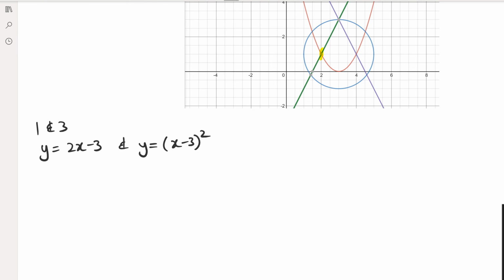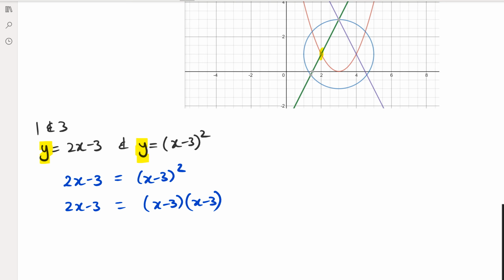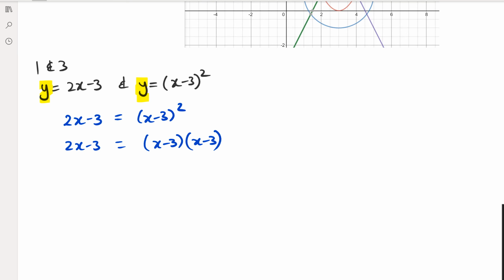Because both of these are y, I can put them equal to each other. So I've got 2x minus 3 equals (x minus 3) squared. So expand the quadratic. You've got (x minus 3) and (x minus 3). I've got x times x, which is x squared. X times minus 3 is minus 3x. Minus 3 times x is minus 3x. And then negative 3 and negative 3 is positive 9.